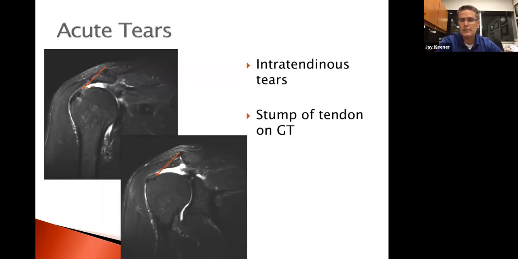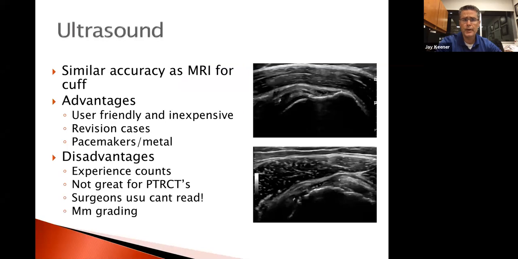Another pathognomonic sign of an acute injury is when there's a stump of tendon left on the greater tuberosity. This was first described by Ken Yamaguchi and Sherry Tifi on an ultrasound study. Usually in chronic tears, the synovial metalloproteinases tend to degrade the tendon, and the tuberosity is bald. So when you see a stump of tendon left on the bone, that's usually an acute injury.